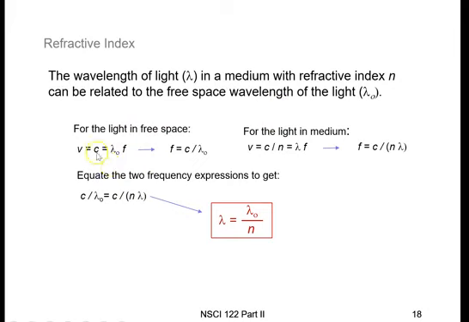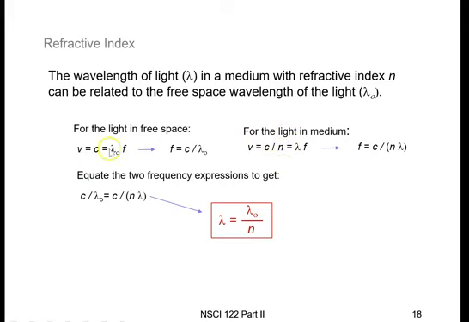For free space, we know that we could write the speed c as lambda naught f. Now, for the light in the medium with index n, we know we can write v is c over n, and that's equal to lambda f, right? Speed equals wavelength times frequency is valid in both free space and in the medium, but we have to remember that we have different wavelengths. And then here we're using v equals c over n, the definition of the index.